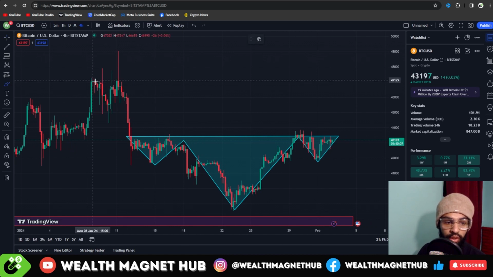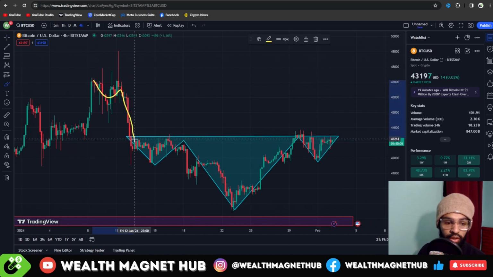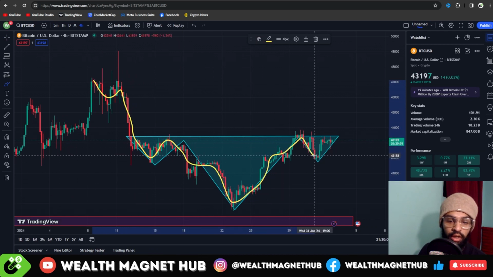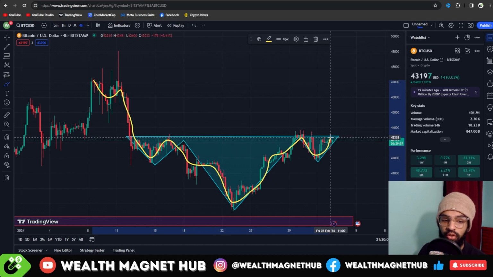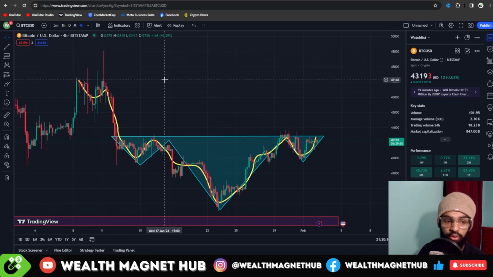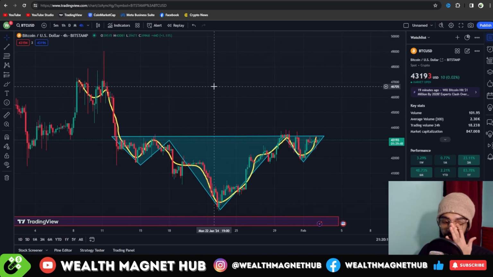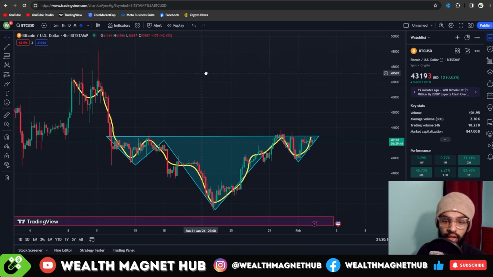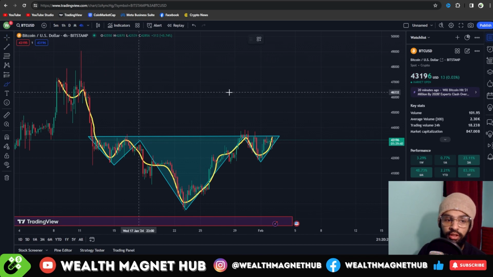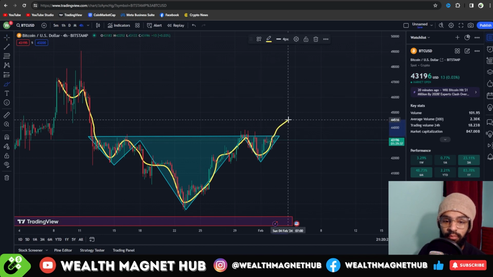Let's just take a look at this. We already know we were in a downtrend right here, and then we saw this pattern forming. We saw these triangles being formed, and we saw this basic overview. Now this might not be accurate, but this is just me trying to explain to you guys what we are seeing in the market currently and what we could see in the upcoming times.